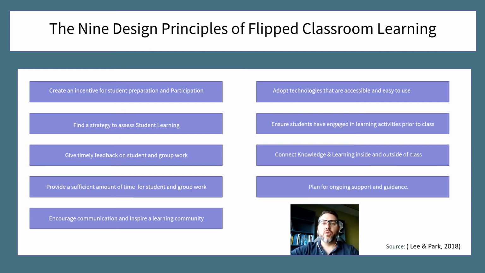Number 9 is plan for ongoing support and guidance. This principle is directed at me as a teacher. I want to ensure that I'm engaging in reflective practice and ensuring that my approach stays current and relevant.